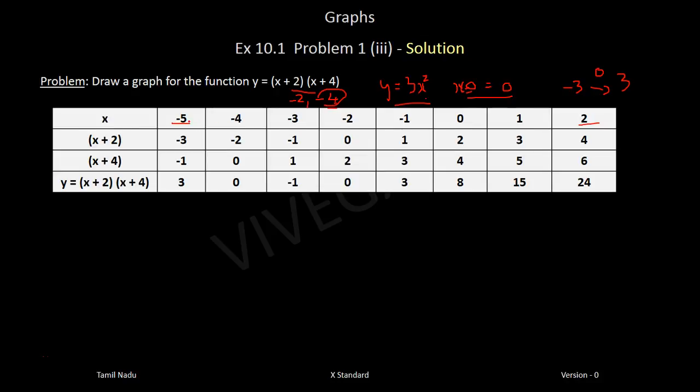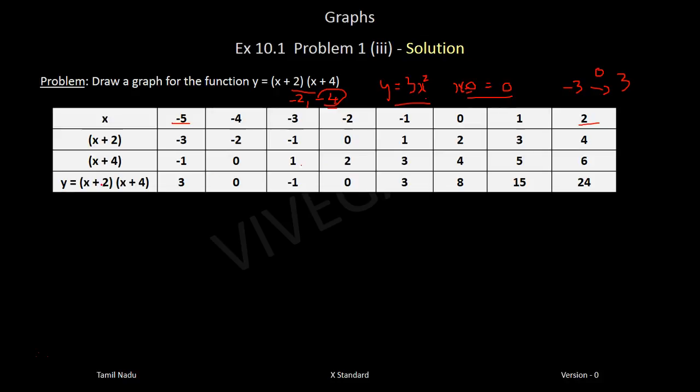Right, now we have taken the x values. Find these two values, that is x plus 2 and x plus 4, and then multiply these two to get the value of y. So what is x plus 2? Minus 5 plus 2 is minus 3, minus 4 plus 2 is minus 2, minus 3 plus 2 is minus 1, minus 2 plus 2 is 0. Similarly, fill the remaining cells. And this is x plus 4: minus 5 plus 4 is minus 1, minus 4 plus 4 is 0. Similarly, fill the remaining cells.